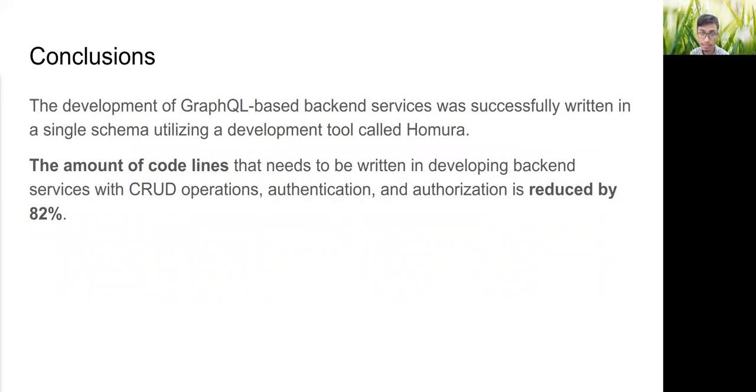So in conclusion, the development of GraphQL-based backend services was successfully written in a single schema utilizing a development tool called Homura. The amount of code lines that needs to be written in developing backend services with CRUD operations, authentication, and authorization is reduced by 82%.